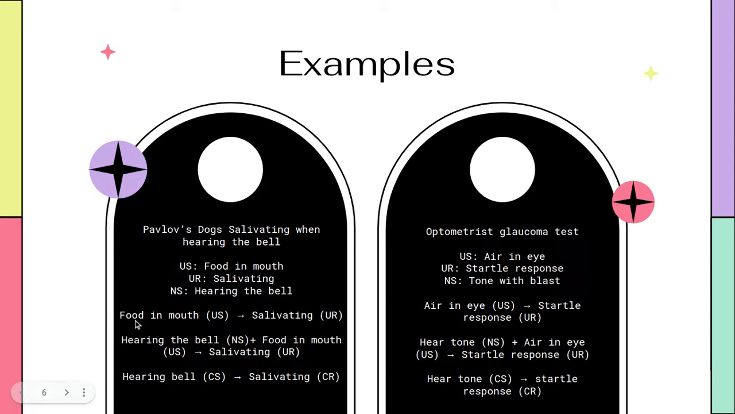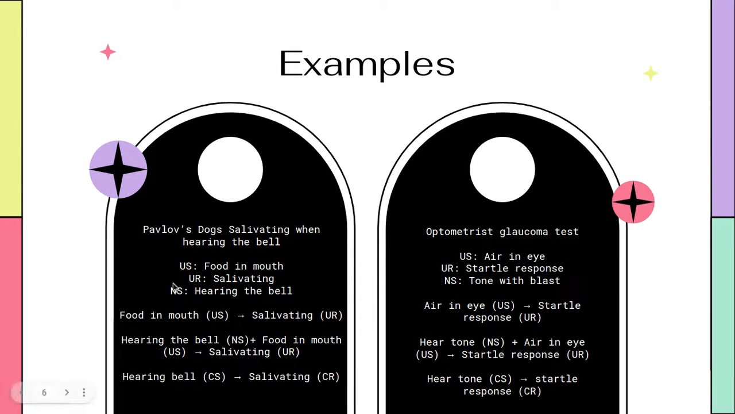So first we have the unconditioned stimulus, which is food in mouth, which elicits the response of salivating. So this shows the unconditioned stimulus eliciting the unconditioned response. Next, he paired the neutral stimulus, which was hearing the bell, with the food in the mouth, which was the unconditioned stimulus, and together they elicited the unconditioned response of salivating. However, after enough pairings, the neutral stimulus of hearing the bell became a conditioned stimulus on its own, and that alone was enough to elicit the conditioned response of salivating.